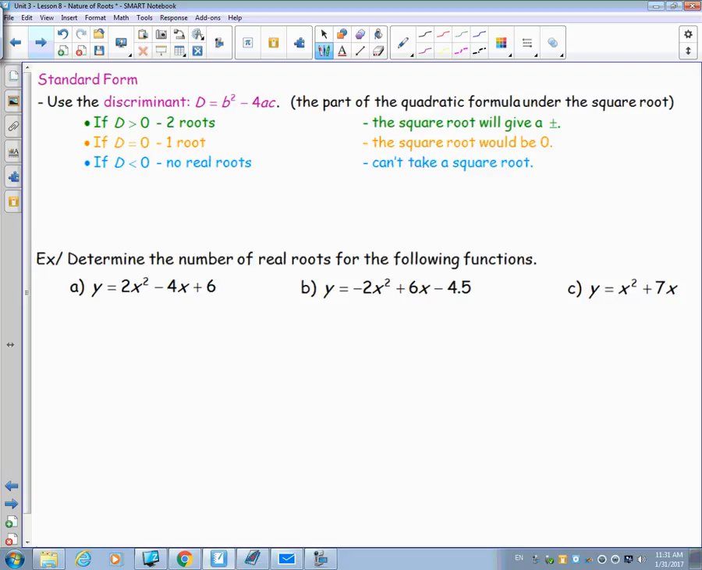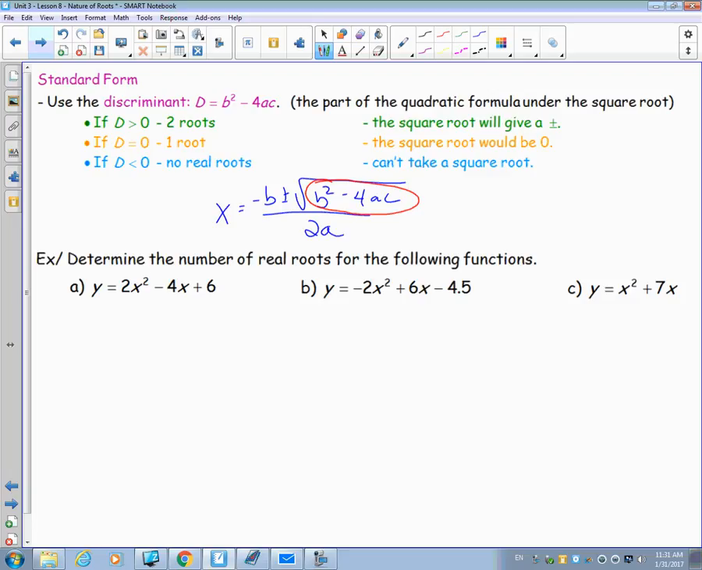Now the messy one, standard form. I hope you recall something from grade 10 called the discriminant. The discriminant is the part of the quadratic formula underneath the root sign. So if you think about that, all I need to do is figure out whether this piece can be solved. If I know that can be solved, then I have to have roots.